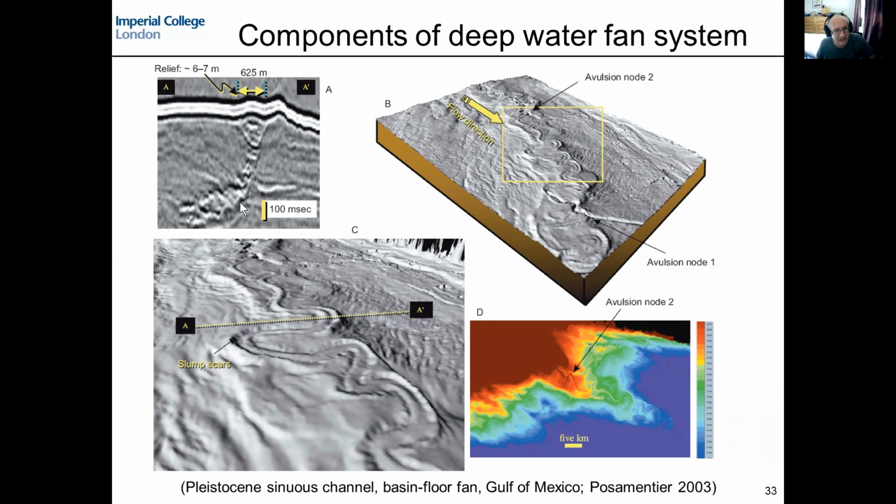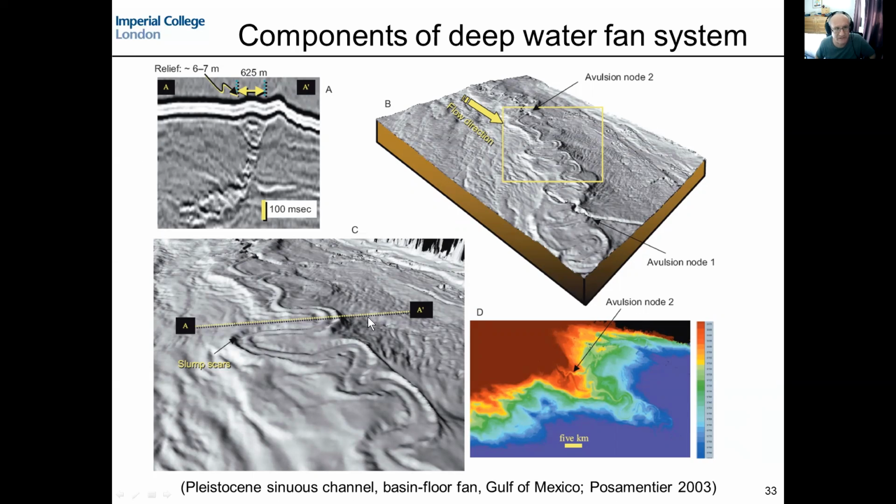So here's a cross section showing a channel with levees, these raised areas off to the side, and you can see if we go down the section, that channel has stayed more or less in the same position as the section is built upwards.